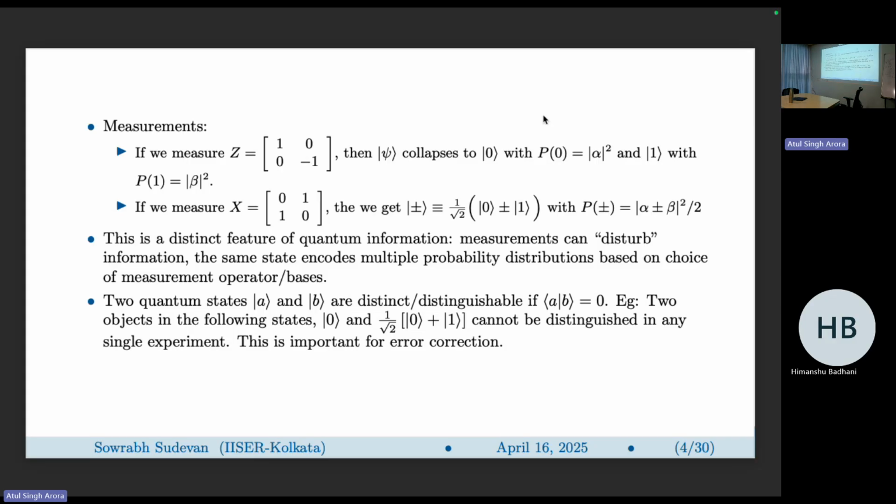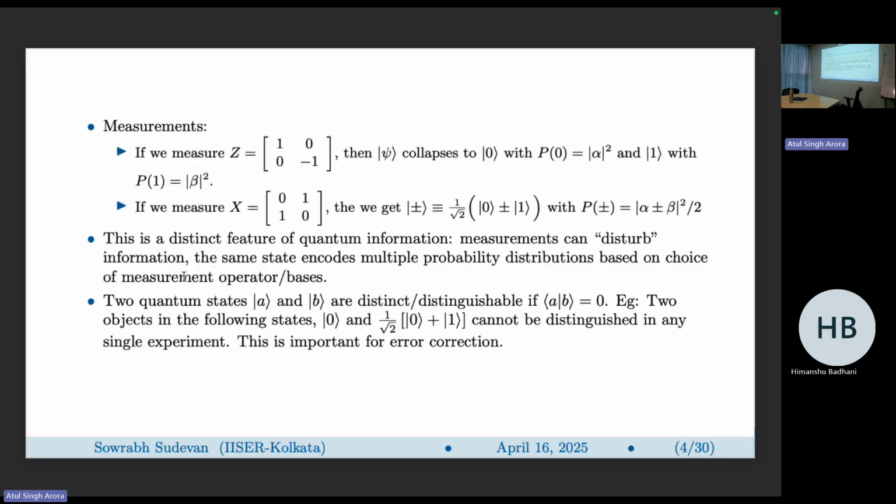In quantum mechanics, the one non-trivial thing compared to classical information is that measurement is non-trivial. Let's say you have some state psi, which is some information. Measurements correspond to some operator, and measurement will collapse that state into the eigenvectors of that operator with certain probabilities. So you can get different probability distributions from the same state based on which operator you choose to measure. This is a distinct feature of quantum mechanics: measurements can disturb information, and the same state encodes multiple probability distributions based on the choice of measurement operator or basis.